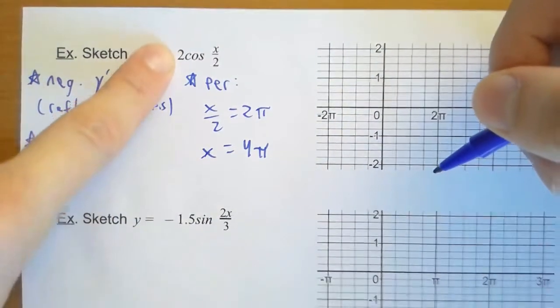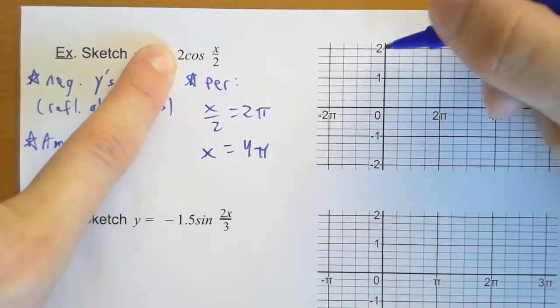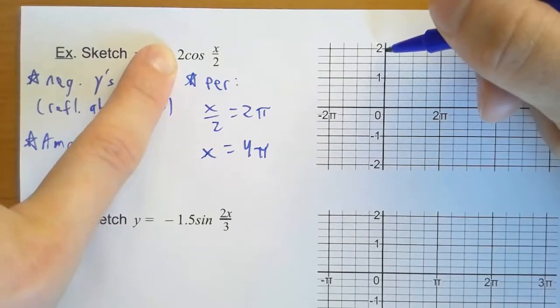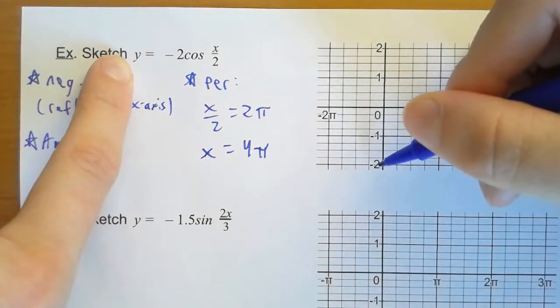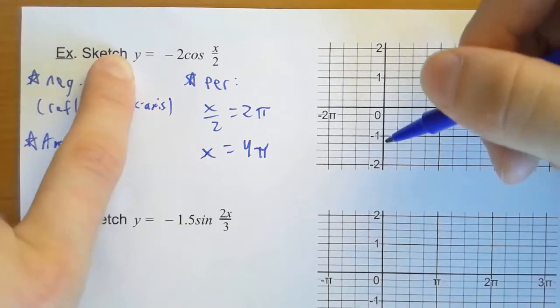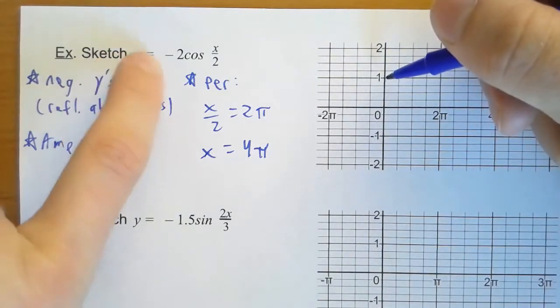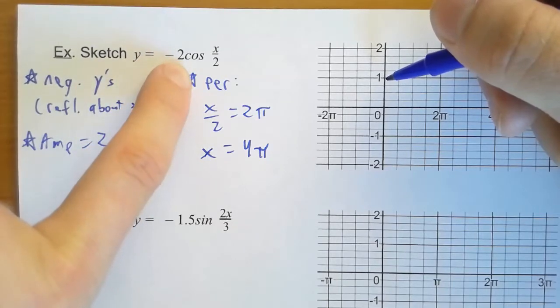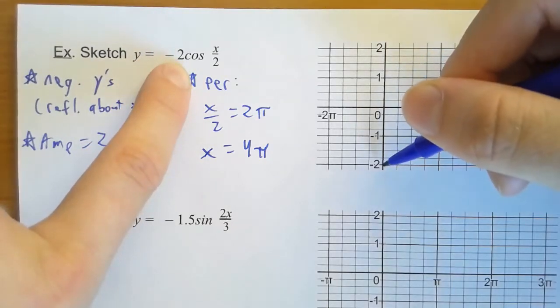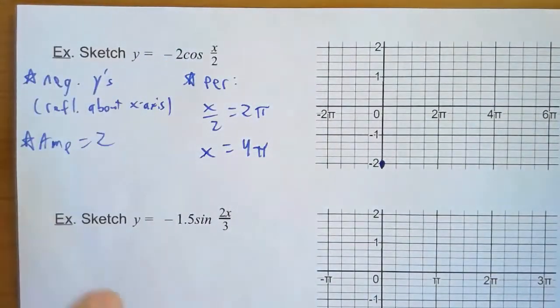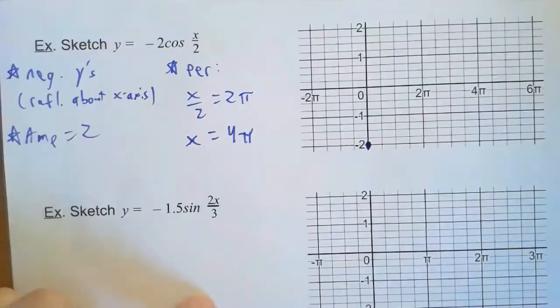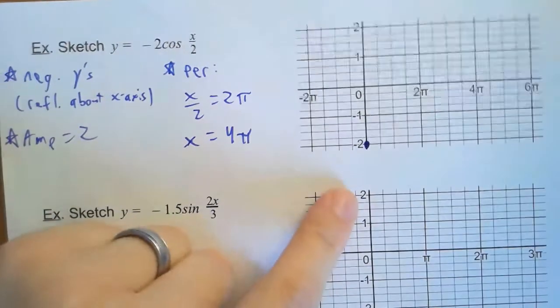Okay? So if it were 2 cosine x over 2, I would start the graph up here at +2. But because of that negative, I have to reflect it. Now I'm starting at -2. Okay? So normally I would start at 1. That gets multiplied by -2. So now I'm starting at -2. Okay? Very important that you get the starting point correct. If you get the first point or two correct, you're usually good. Then you can just kind of bounce around.